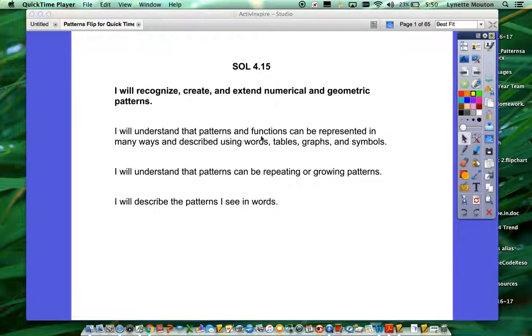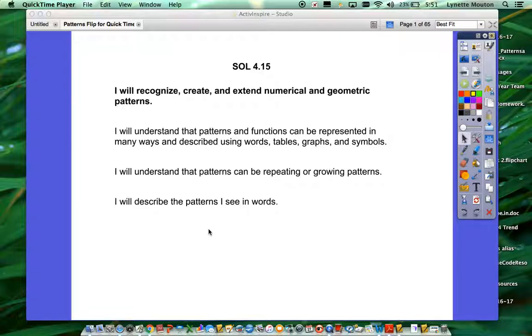They want you to understand patterns and functions can be represented in many ways and described using words, tables, graphs, and even symbols. You will understand patterns and identify them as either a repeating pattern, and we'll look at that later on in the video, one that continues to do the same thing over and over again, or a growing pattern, one that's getting larger. Now, when it comes to numbers and your in and out machines, know that the growing pattern doesn't necessarily mean that the numbers are getting larger. They could also be descending in nature, so they could be getting smaller. And you will describe the patterns that you see in words.